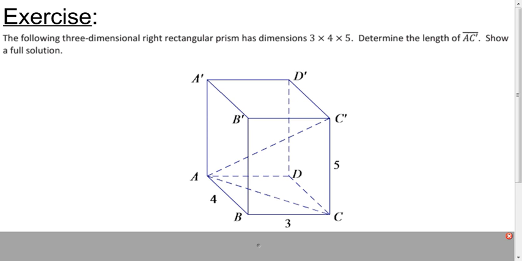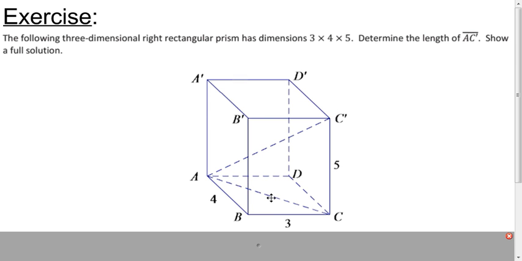Next, we're going to answer some questions involving this right rectangular prism. Remember, all the faces are rectangles, and all of the angles we have are right angles. We're comparing edges that intersect, and we want to figure out what's the length of AC prime. So from corner to corner, how long is that?